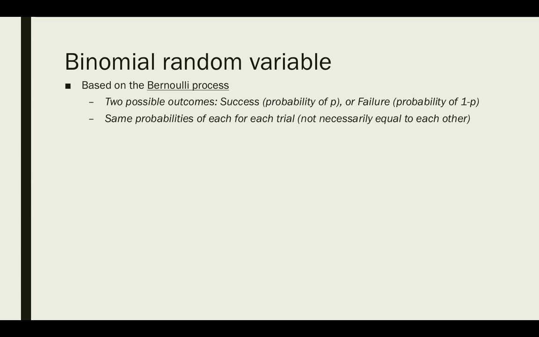And these variables are based on something called the Bernoulli process, named after the famous mathematician Jacob Bernoulli. In this process, we're looking at two possible outcomes, specifically a success, which we'll denote with the probability of lowercase p, or a failure, the probability of 1 minus p. If we only have two possible outcomes, it makes sense that the failure would be 1 minus p, because there are only two possible outcomes, either p or not p, the complement of p.